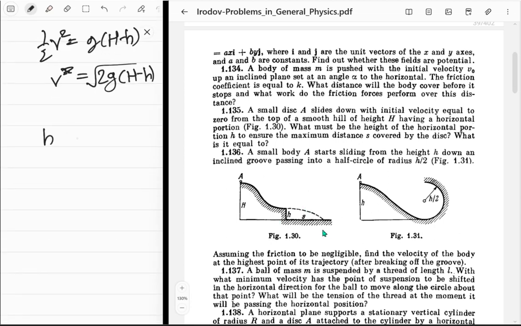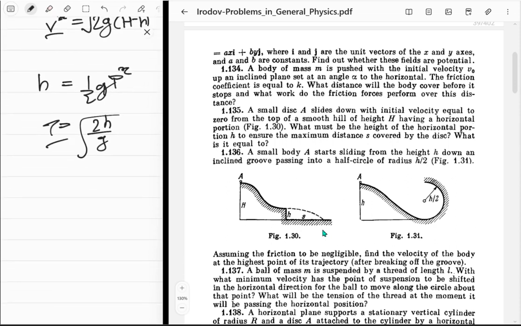That will be when h is equal to half g t squared. Like this should be g actually. T squared, that should make sense. So t is just the square root of 2h upon g. So this times that, that's the displacement.